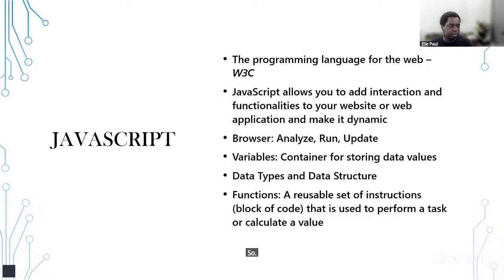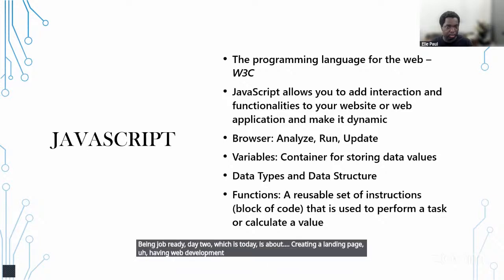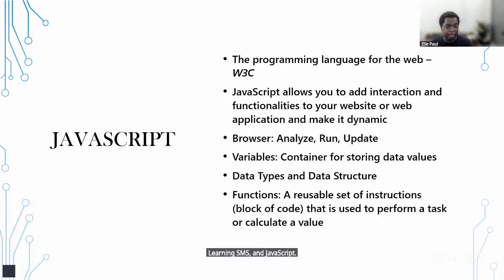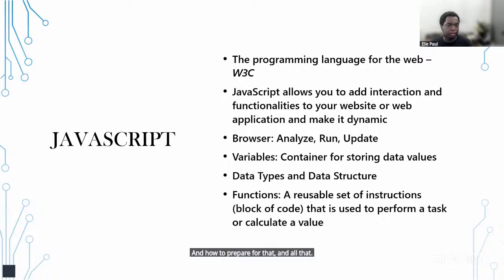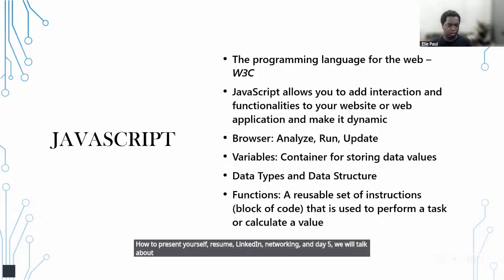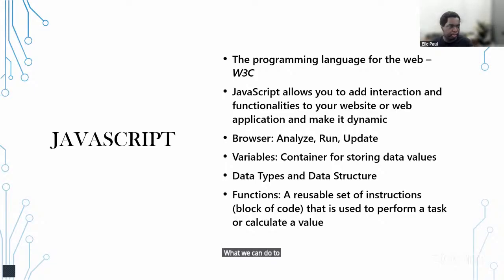So the plan for the bootcamp is that every day I have different things. Day one was about being job ready. Day two, which is today, is about creating a landing page, web development, learning HTML, CSS, JavaScript. Day three, which is tomorrow, is about coding interviews and how to prepare for them. Day four, we will go over how to present yourself: resume, LinkedIn, networking. And day five, we will talk about what we can do to have a roadmap, to learn more and go further in web development.